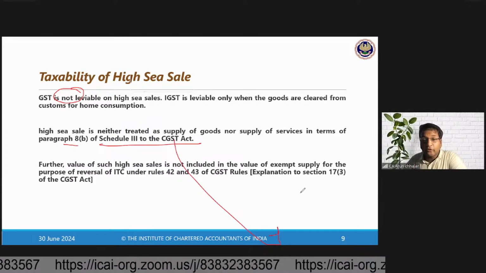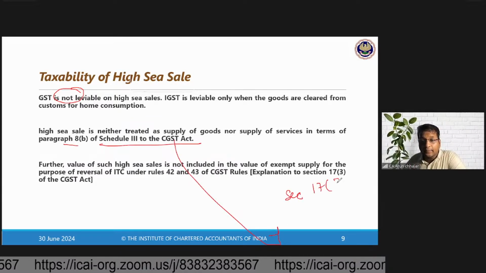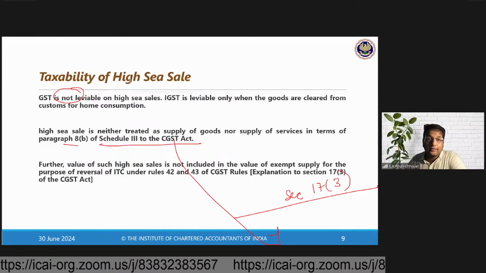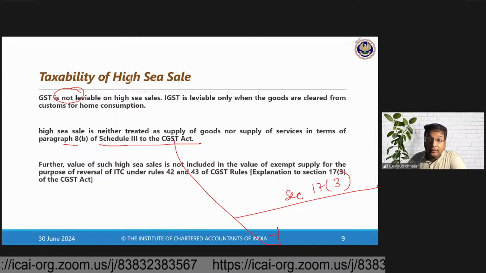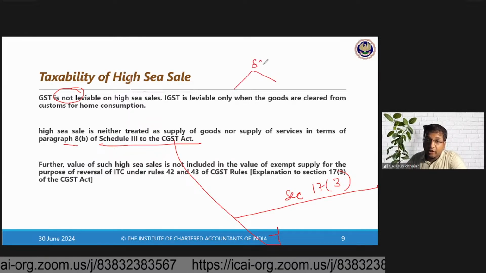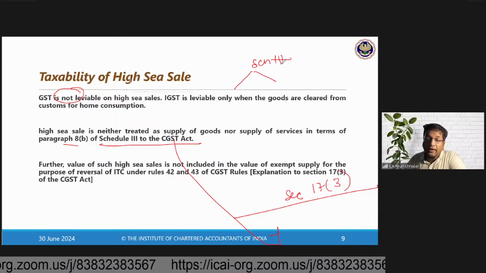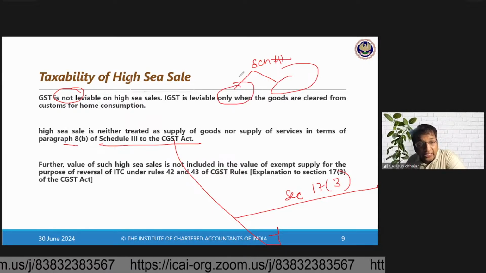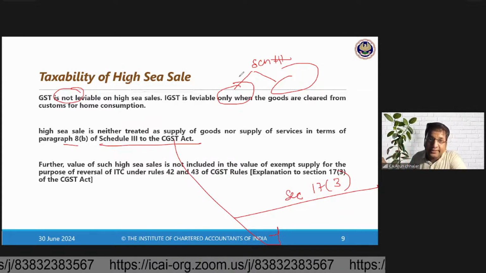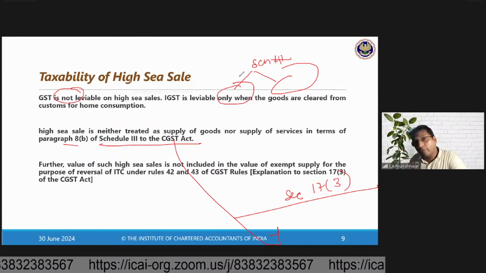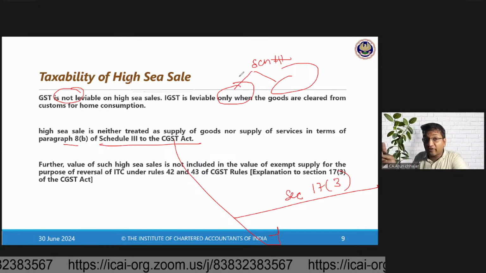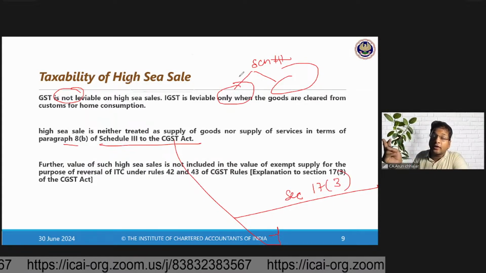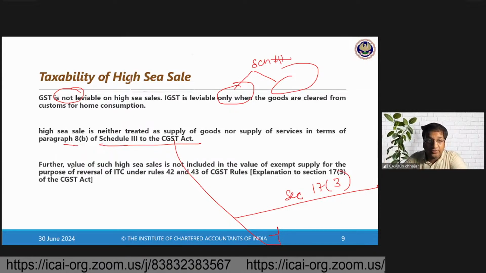But if you read Section 17 subsection 3, the proportionate reversal of ITC is also not applicable for high sea sale. Of Schedule 3, if you recall for the reversal of ITC, only two paras are covered as exempt supplies, and proportionate reversal will come. What are the two paras? Para 5, that is sale of land and completed building, and para 8A, sale of goods in a bonded warehouse before clearance for home consumption.